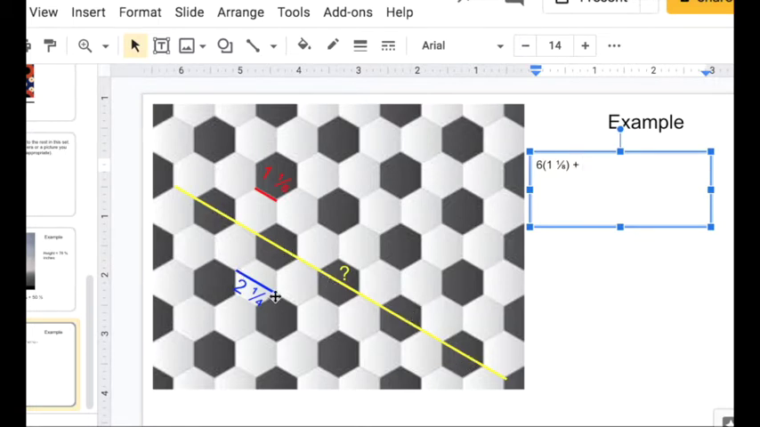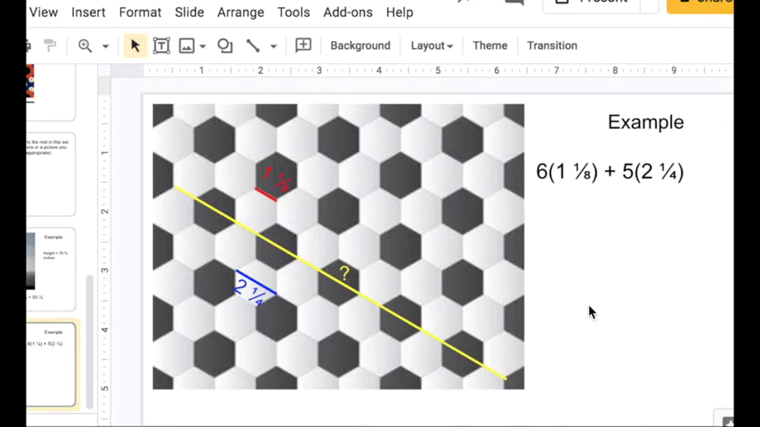1, 2, 3, 4, 5. 5 longer sections, 5 of the blue ones. And all together, that will be the distance of the yellow line. So that is a numerical expression that represents the question mark.